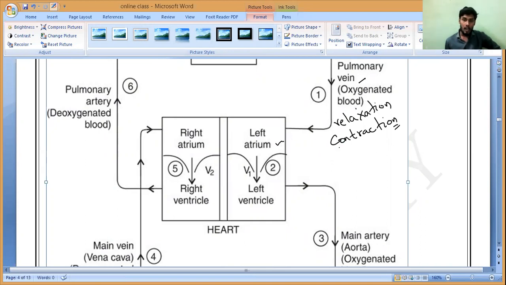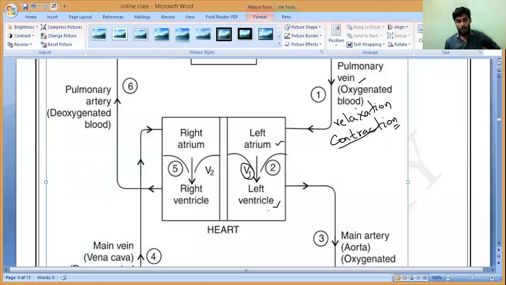Now, when it contracts, where will the blood be pumped? It will be pumped into the left ventricle, by valve V1. What is that valve called? Mitral valve. That is step 2.